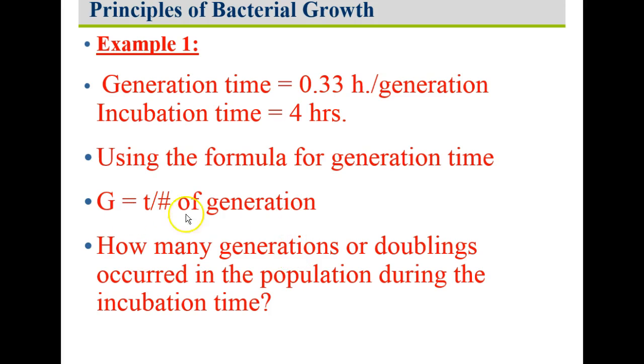Given the formula for generation time and two of its parameters, we could easily calculate the third. For example, if we know that the generation time for a specific bacterial population is 0.33 hours per generation, which translates into approximately 20 minutes per generation, and the incubation time is 4 hours, we could ask how many times does the population double in numbers during that 4-hour period? How many generations or doublings occur in the population during the incubation time?